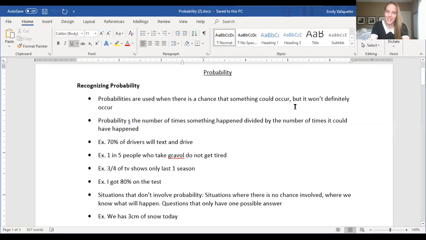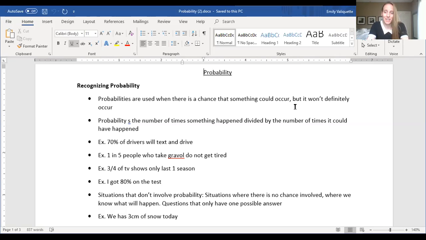Okay, so first, how to recognize if a situation includes probability or not. Probabilities are any time where there is a chance that something could happen, but it won't definitely happen. Probability is the number of times something happened divided by the number of times it could have happened. So for example, 70% of drivers will text and drive. That means that 70 drivers text and drive out of 100 people who just drive, and therefore could have also texted.